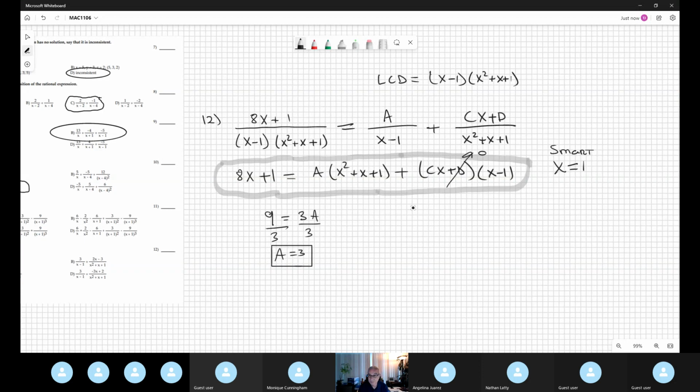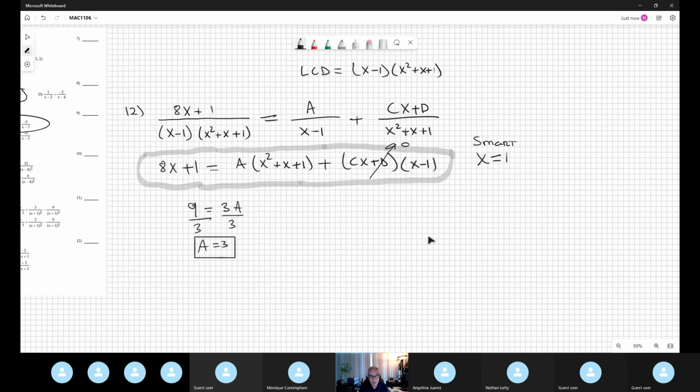Now, one possibility is doing it by a linear system of equations. Remember when I explained the first time in the lecture, we have two options. The option of the smart value is a shortcut. However, you can always use a solution for the system of equations. So now what should I do?